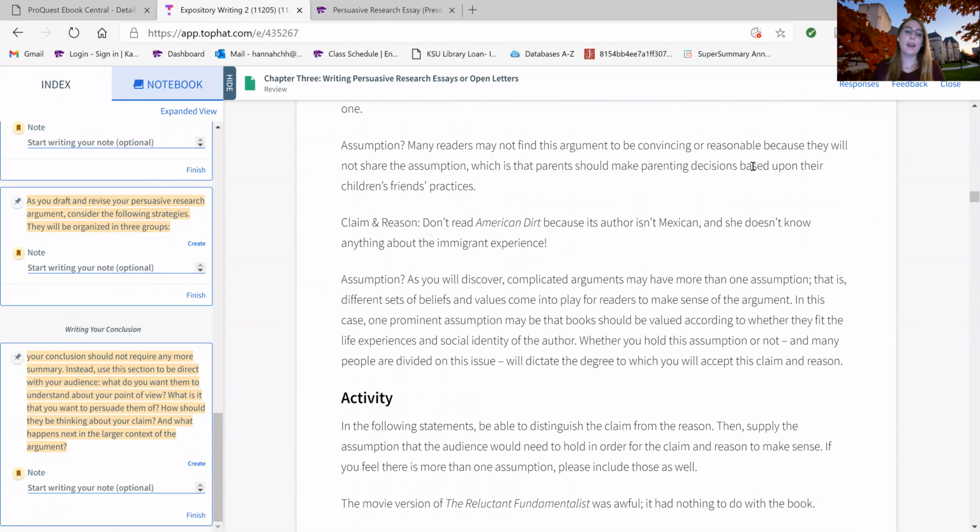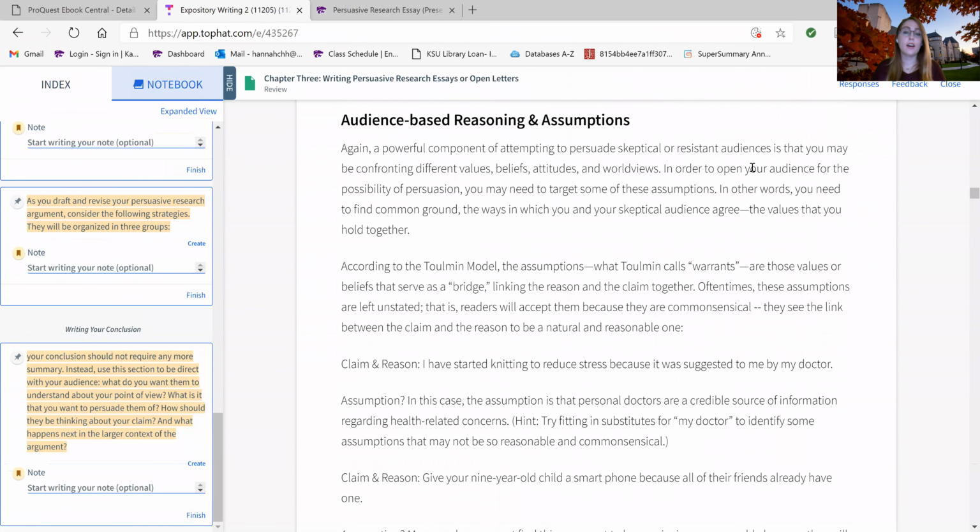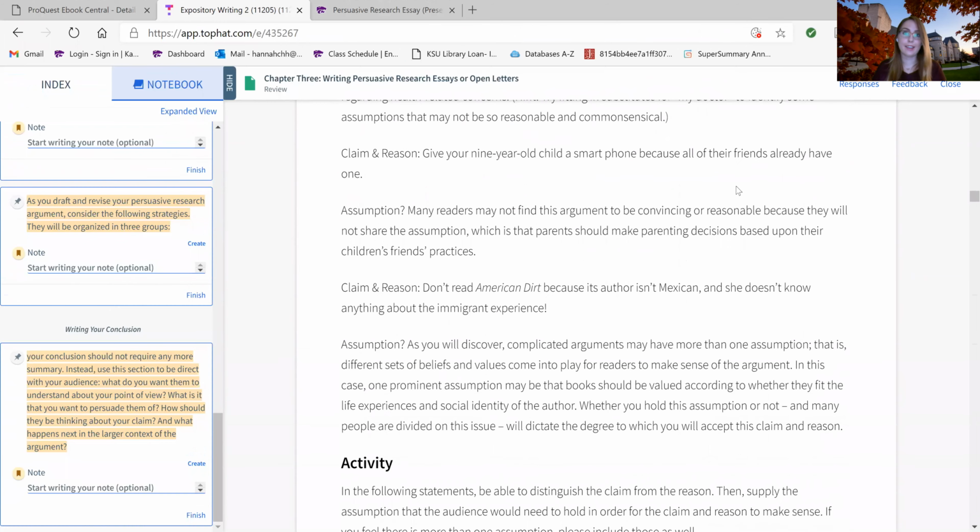And then as I'm scrolling past, these are all activities for audience-based reasoning and assumptions. So if you would like further practice with working with claims, reasons, and warrants, so warrants are assumptions, I suggest you go to these. They're just short practice activities.